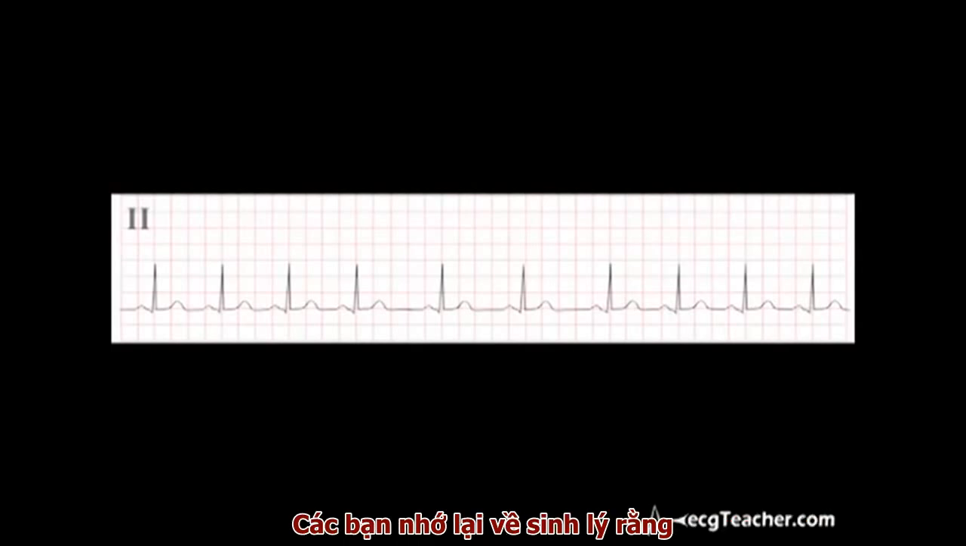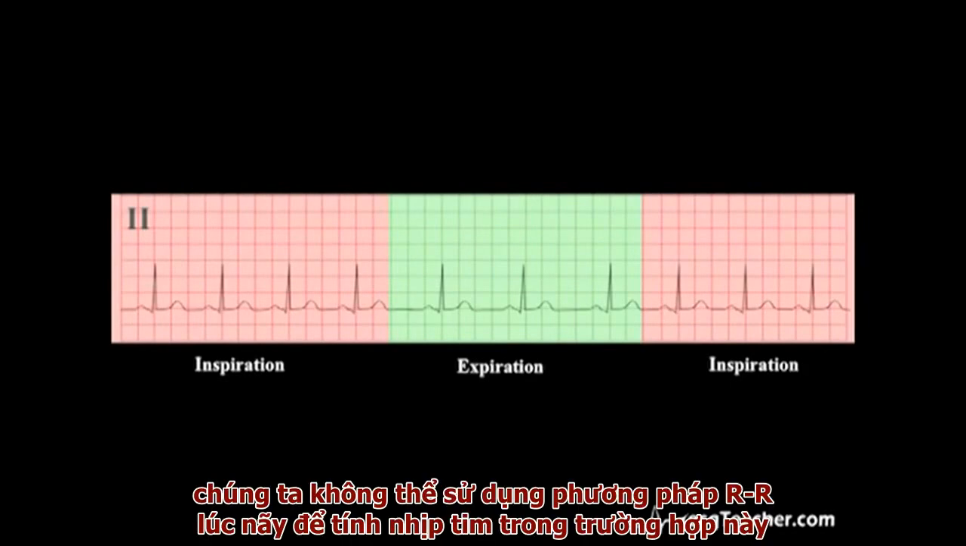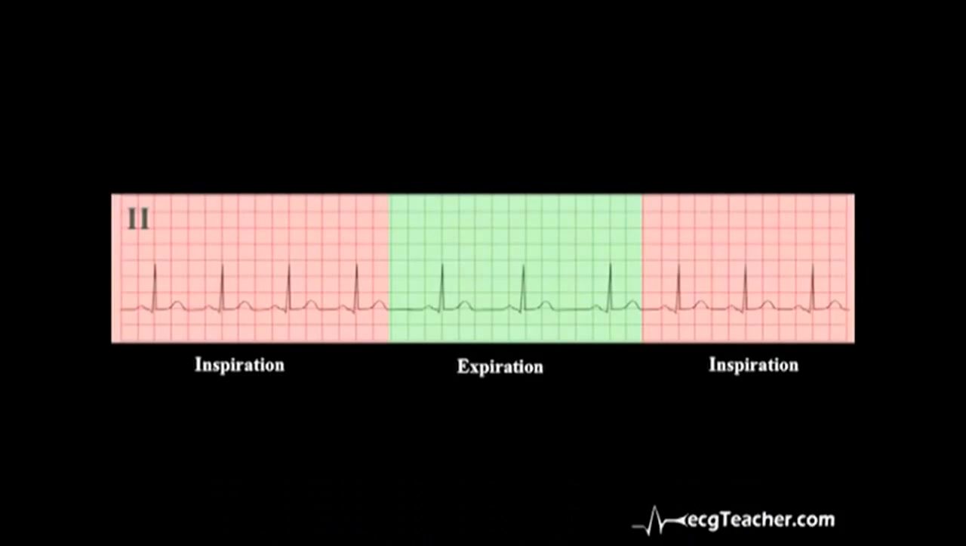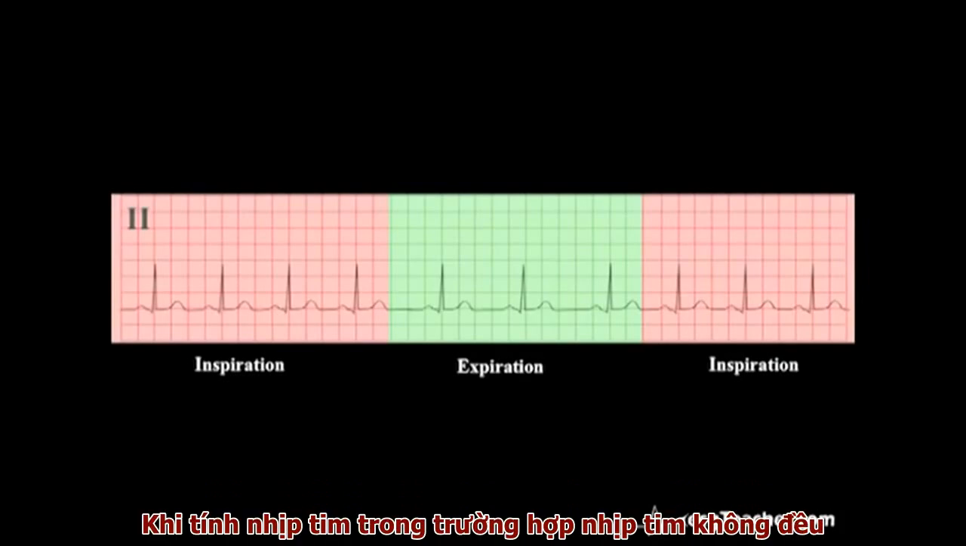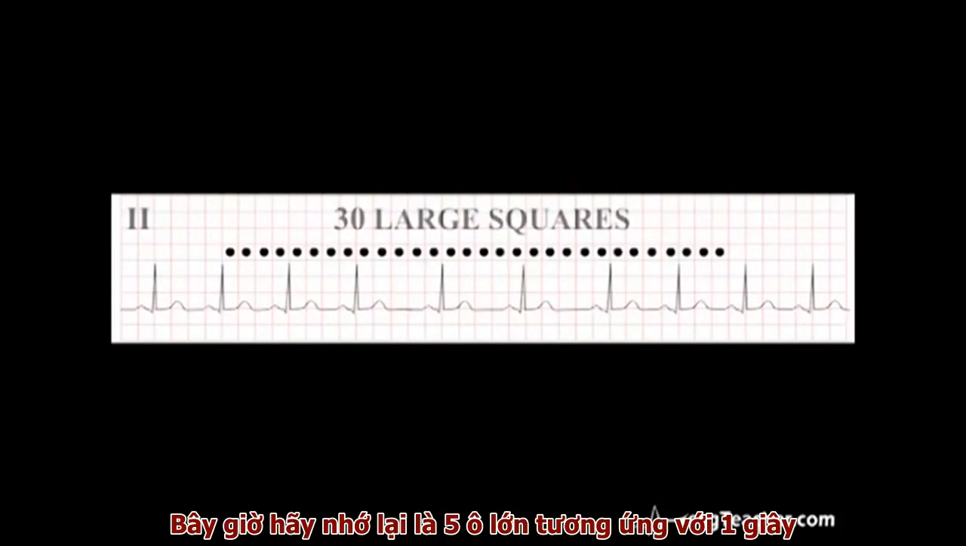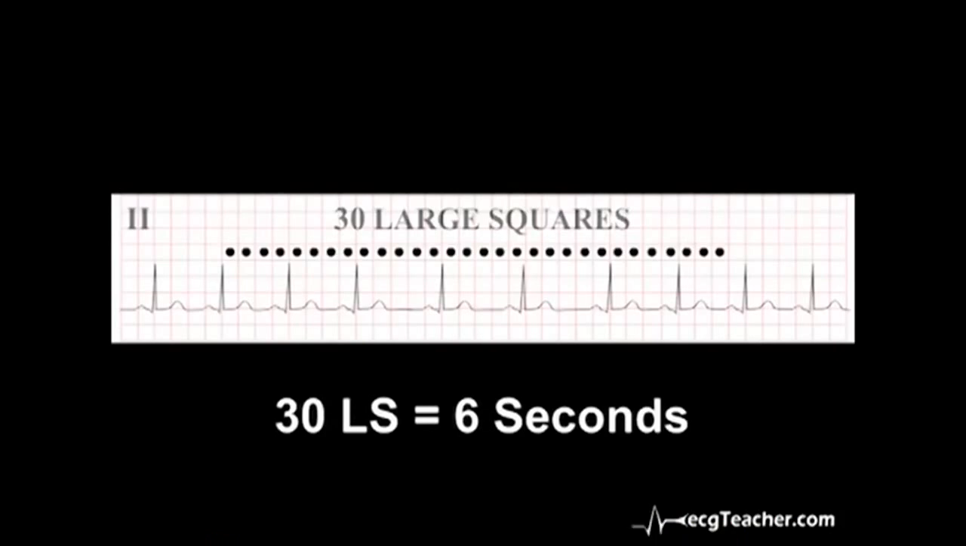You will remember from physiology that this is a completely normal variant, with the heart rate slowing during expiration and speeding up during inspiration. We cannot use the RR interval technique to calculate heart rate in this case, as the RR interval varies. When calculating the heart rate from an ECG in the presence of an irregular rhythm, count out 30 large squares. Now, remembering that 5 large squares equates to 1 second, 30 large squares corresponds to 6 seconds.